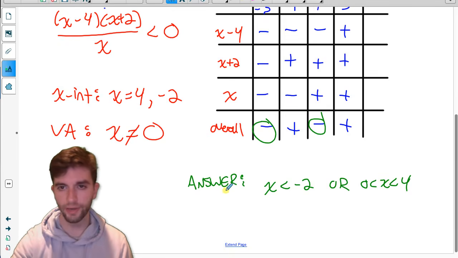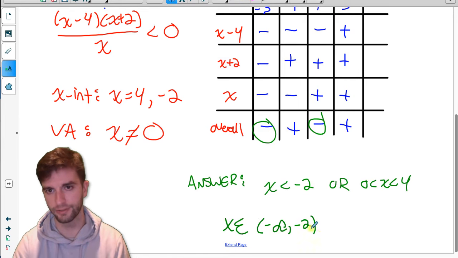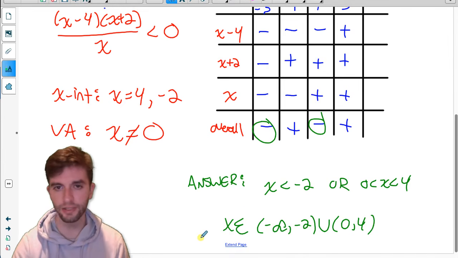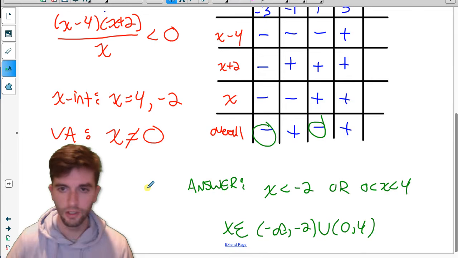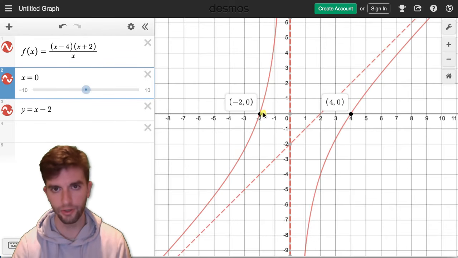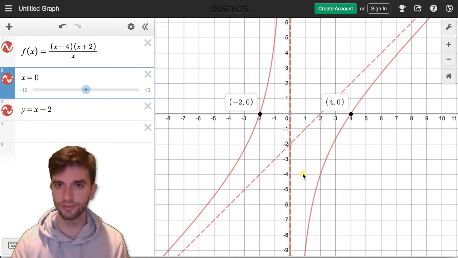Or I could write it in interval notation. I could say x is an element between negative infinity and negative 2, or between 0 and 4. Either way of expressing your answer is fine. Let's just compare that to the graph and make sure we found the right intervals. Notice the function is less than 0 when x is less than negative 2, and again between 0 and 4. The function is down here, it's negative. So we found the correct two intervals.